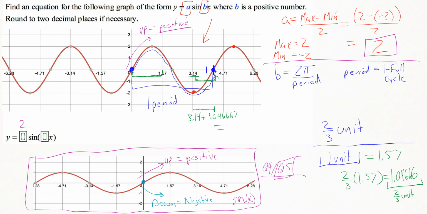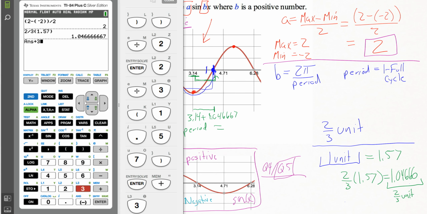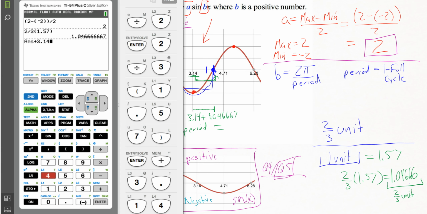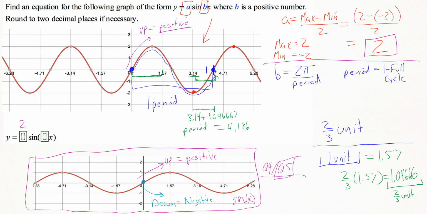In this situation, my period is going to equal, and I'm just going to open up my calculator and grab the answer from the line above by hitting plus, and then typing in 3.14. From there, I get 4.18666666. That's the total distance from the starting point at 0 over to where my graph crosses the x-axis right there. So don't forget that that's just the starting point for figuring out our b.